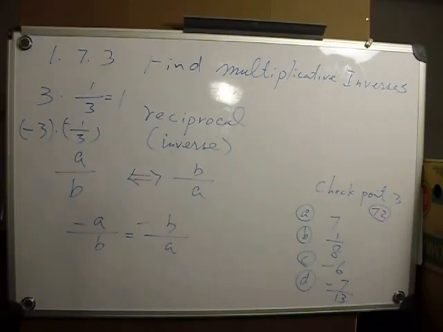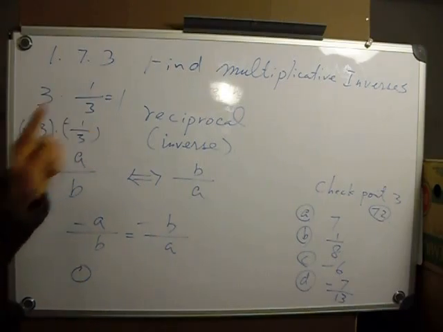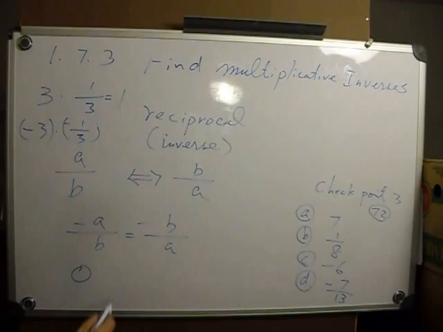And also, you've got to know that for any number you have a multiplicative inverse, but 0 doesn't have that, because 0 times any number will not get you 1, will not be 1. So 0 doesn't have an inverse.